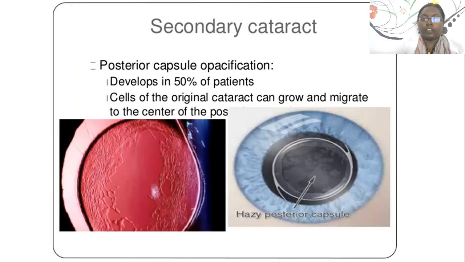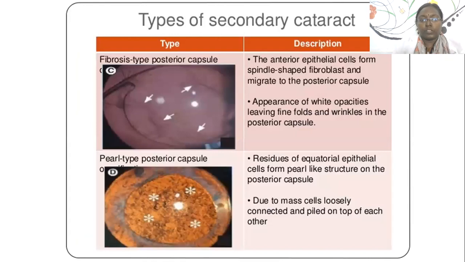Secondary cataract is nothing but posterior capsule opacification, which develops in 50% of patients. It is because of remnants of cells from the original cataract, which can migrate, forming opacification of the posterior capsule. Types of secondary cataract: it can be fibrous type or pearly type.